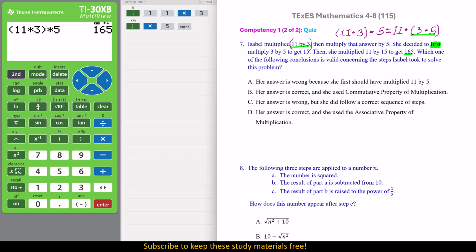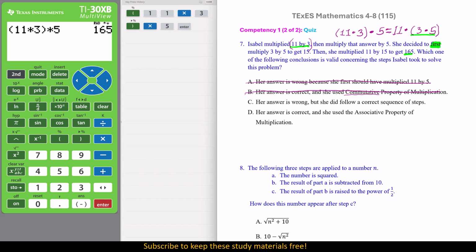A says she is wrong. No, she's correct, actually. B, her answer is correct. I'm okay with that. And she used the commutative property of multiplication. Yes, I agree with multiplication. But did she switch numbers around? No. The word first tells us she changed order, not position of numbers. So I disagree with B.